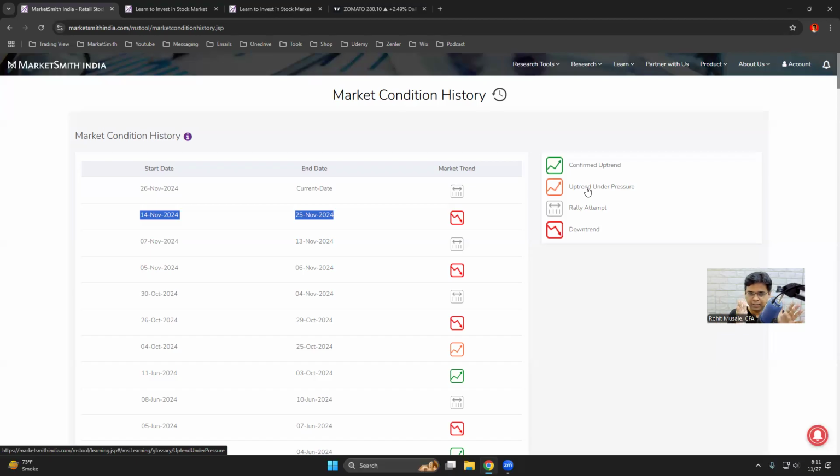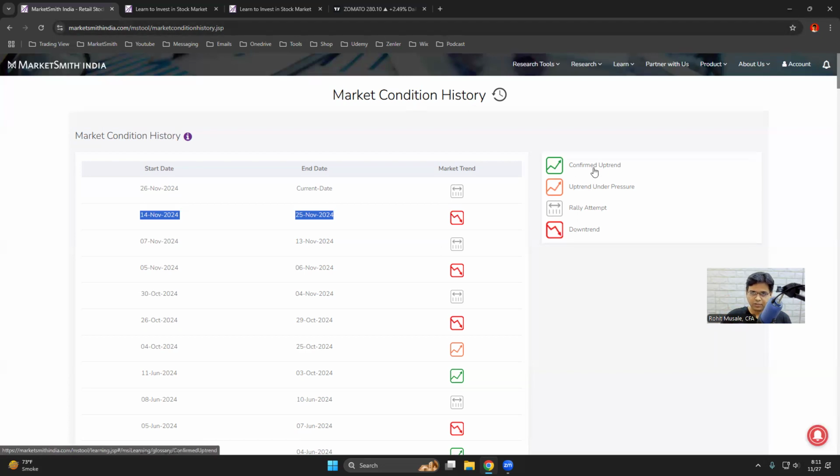So market conditions are directly related to your trade execution decision. Market condition is directly related to your risk management decision. Market condition is directly related to your position sizing decision. All of this is interrelated. So the chart of Nifty, at least for an Indian investor or trader, is extremely important. We have to look at that chart on a daily basis. We have to look at this page on a daily basis.